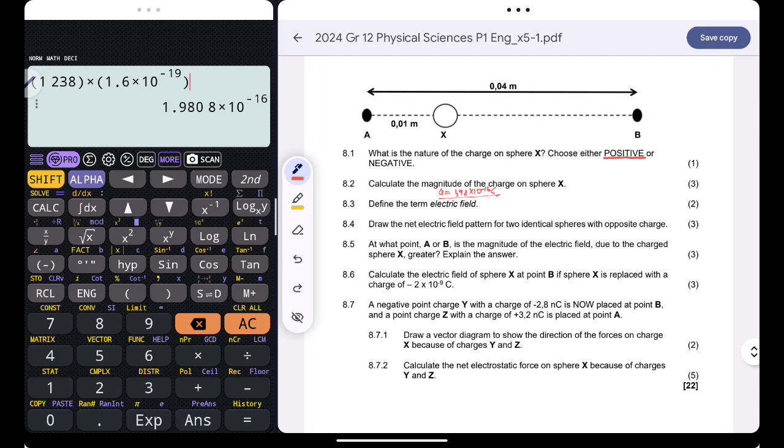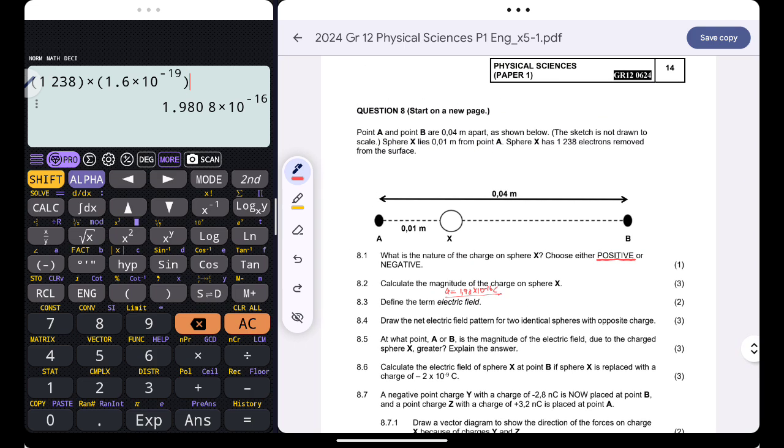Okay, and then now we are told, at what point, A or B, is the magnitude of the electric field due to charge sphere X greater? Explain your answer. Okay, if I calculate the electric field at point A due to this charge over here, I'll get an electric field at A that is greater than the electric field at point B.